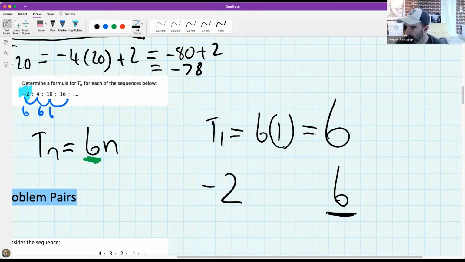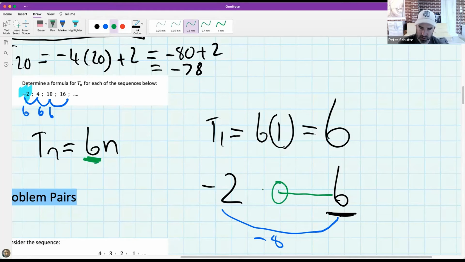Does anybody want to give us an explanation of how I get from 6 to -2? Put your hand up and I can, Koketso, I'm going to ask you to unmute. Hi, Koketso, go ahead. So from 6, you have to -8 to get -2, sir. Yeah, exactly. And that's what's tricky because in order to go from here, you have to go all the way to 0, which is 6 units, and then another 2 to get to -2. So that's why the formula is 6n minus 8.